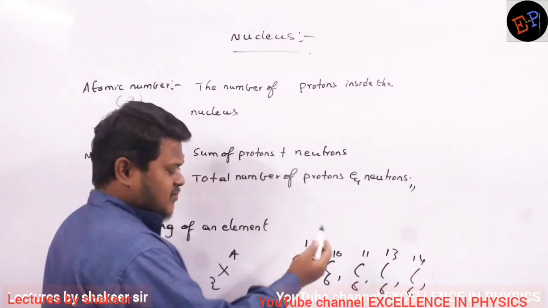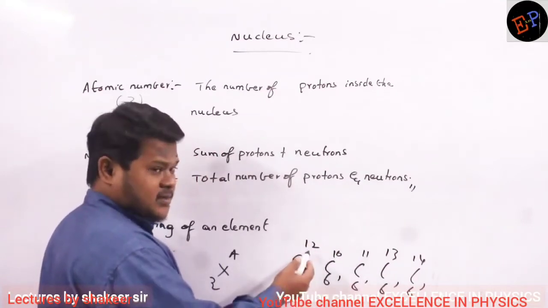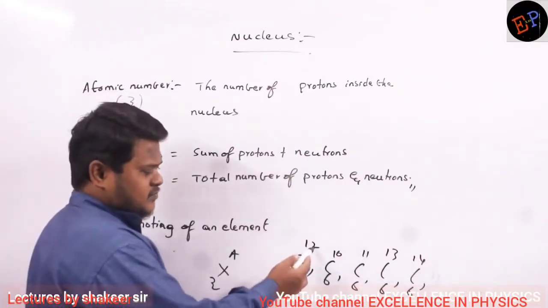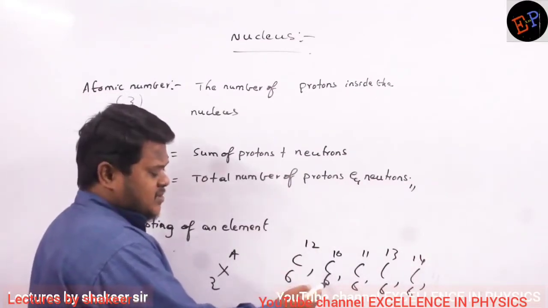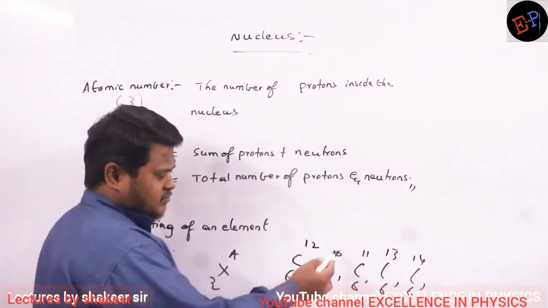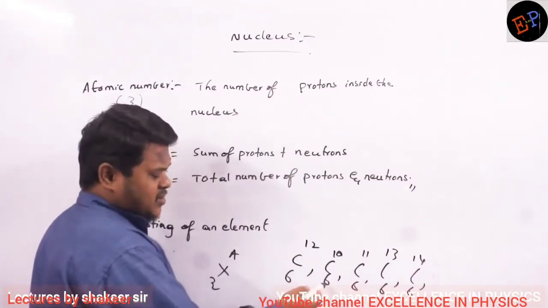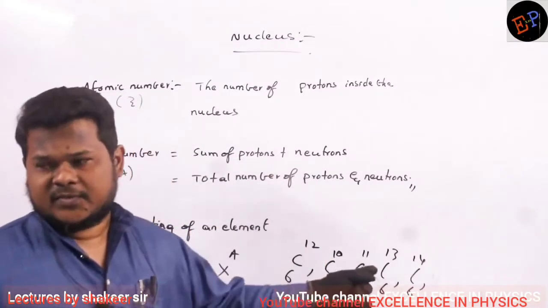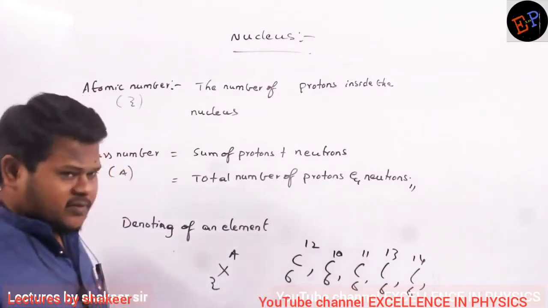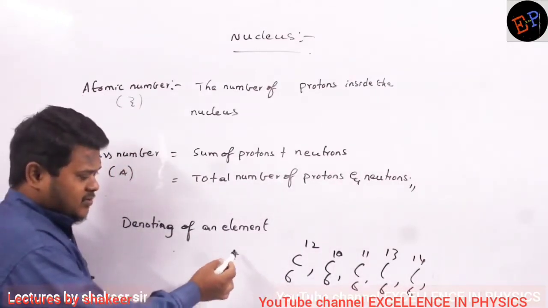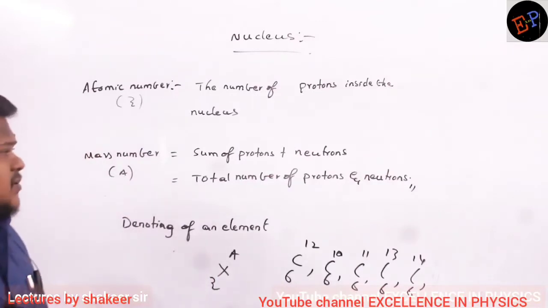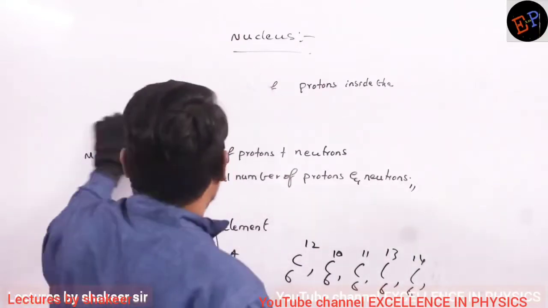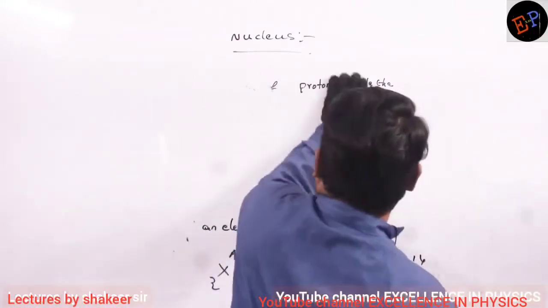So C-6-12 is also present. What is meant by C-6-12? 6 protons are there, 6 neutrons are also present. 6 plus 6, 12. This is the mass number. And what is meant by 6-10? 6 protons are there, only 4 neutrons are present, because 6 plus 4 is 10. So this is the method of denotation: here I write the atomic number, here the mass number.